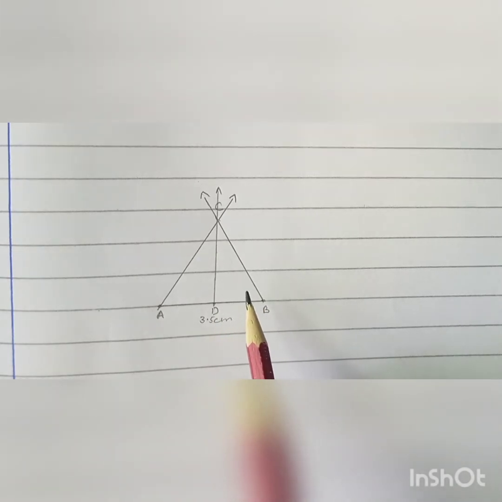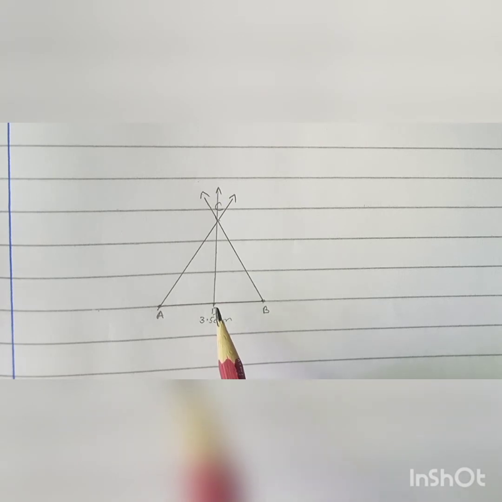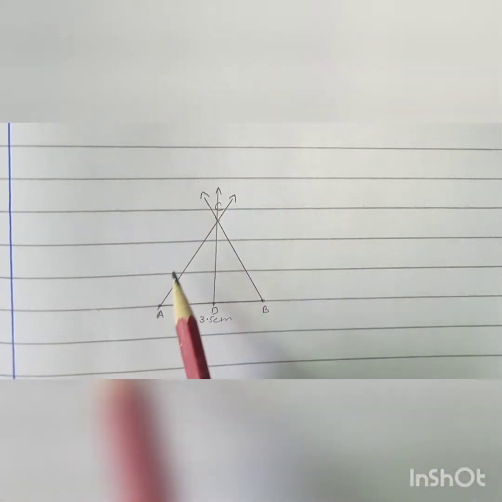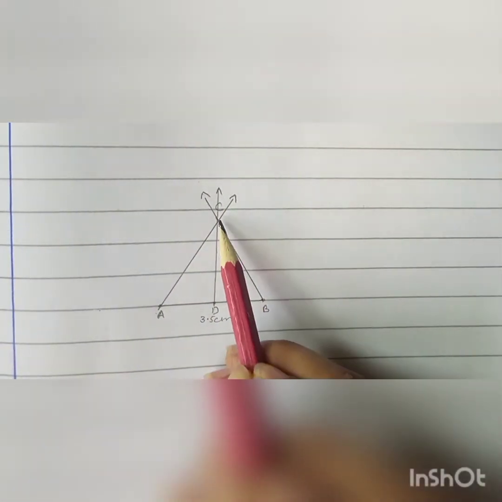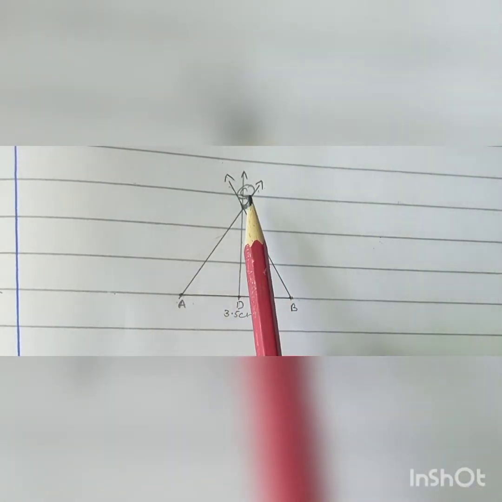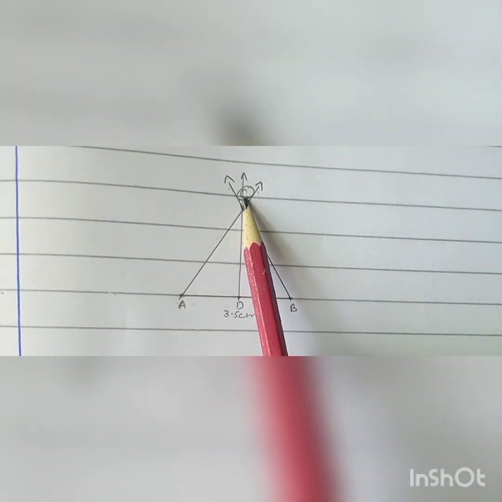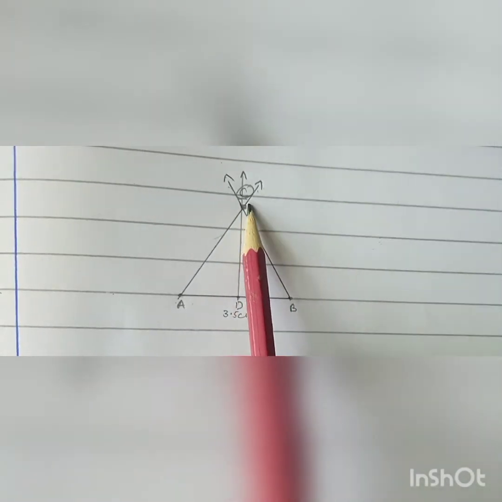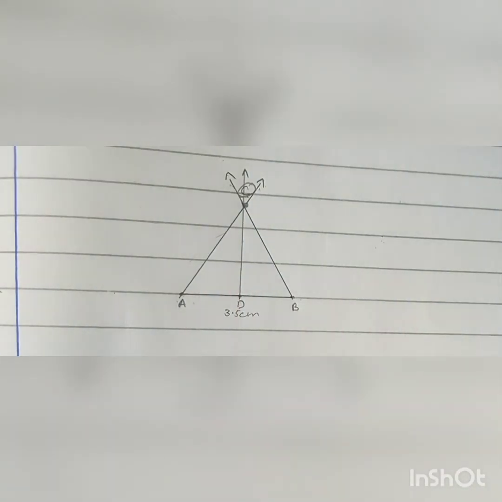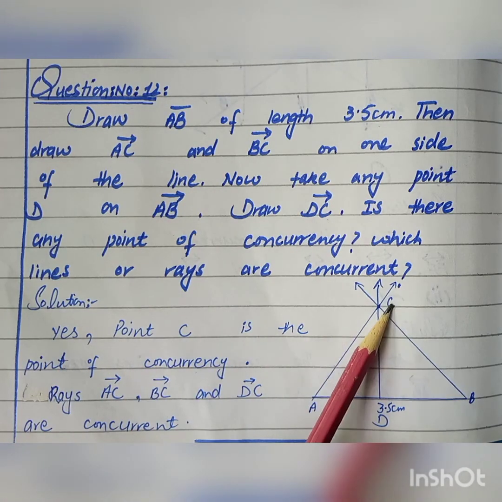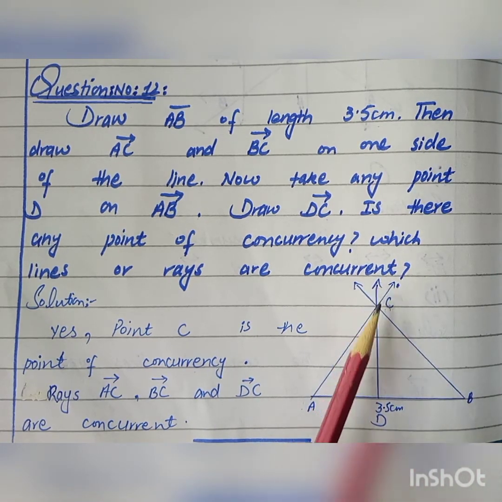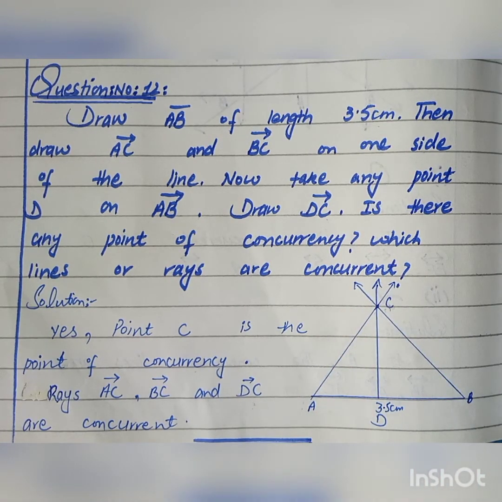So students, you can see here by the definition of concurrent, DC, AC and BC. These are the rays that meet at the point C, and C is the point of concurrency where AC, DC and BC are the concurrent rays. So the answer is yes, point C is the point of concurrency. Rays AC, BC and DC are the concurrent rays.